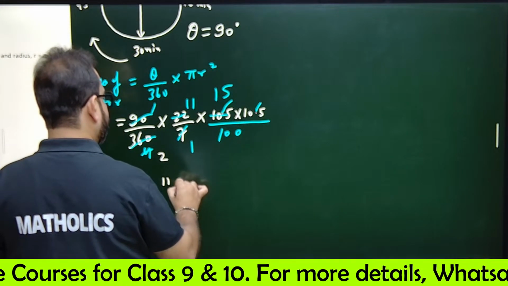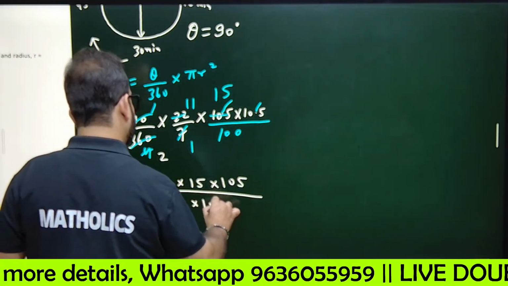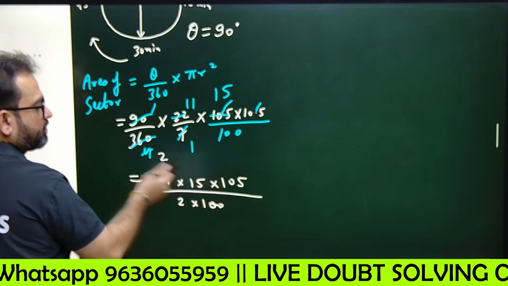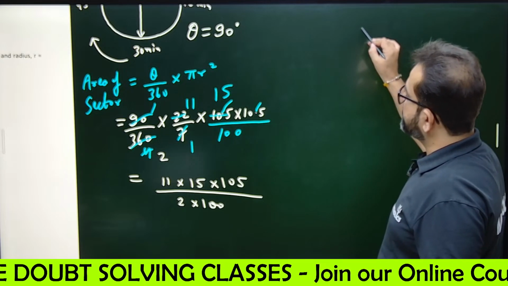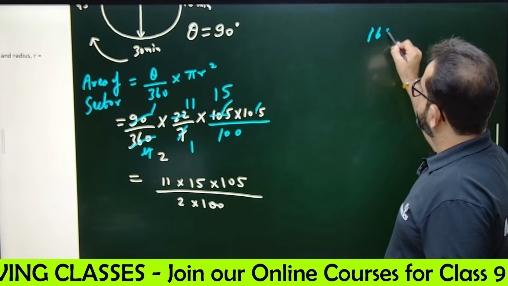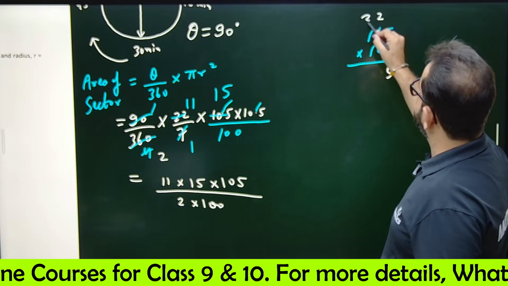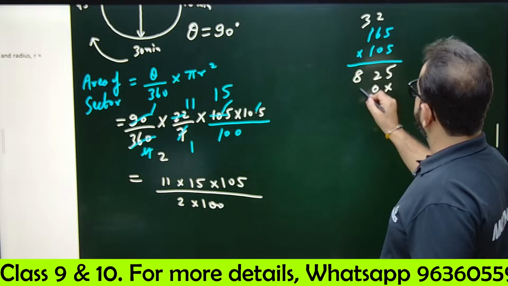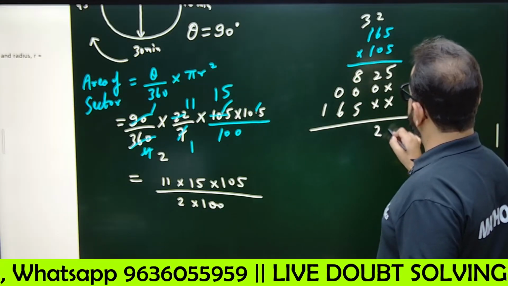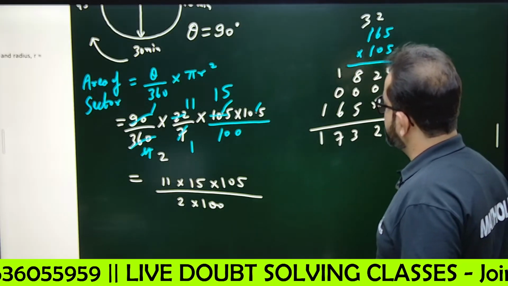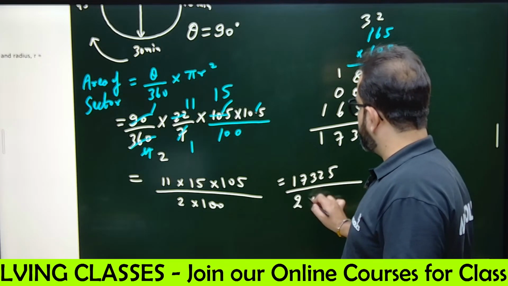This is 11 into 15 into 105 and whole upon 2 into 100. You find out this divided by 2, then simply move 2 decimals to the left and the answer will be there. So 11 into 15 is 165. 165 multiplied by 105. Do it: 5 5s are 25, 5 6s are 30, 5 1s are 5, then 0, 0, 0, then 1 5 is 5, 1 6 is 6, 1 1 is 1. Do it like this, and we get 17325. So it is 17325 upon 2 into 100.